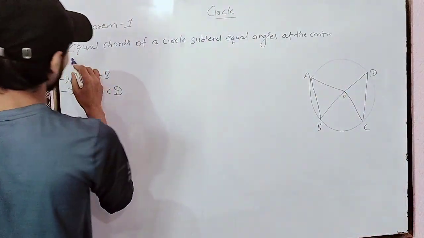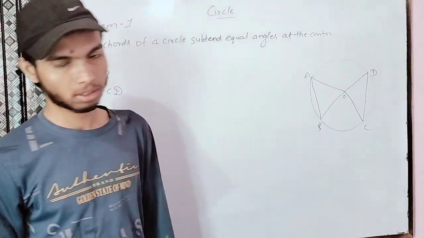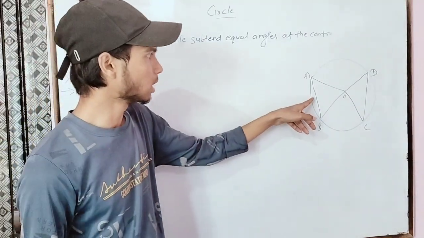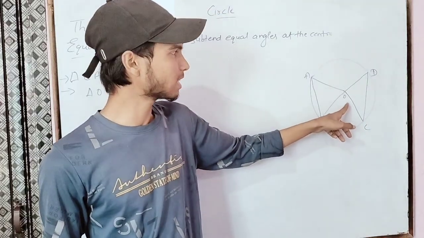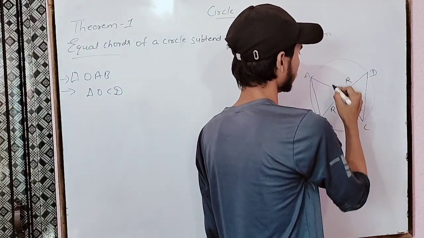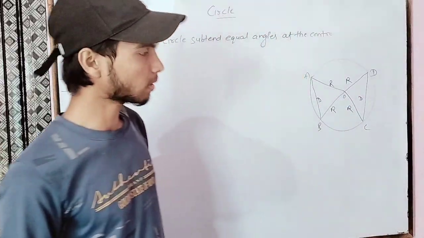You can read this statement: equal chords. This is a chord. Already we know, we have understood the meaning of a chord. This is a chord. This is also a chord. But you can't say that this is a chord. This is a radius, this is a radius, this is a radius. This is a diameter.